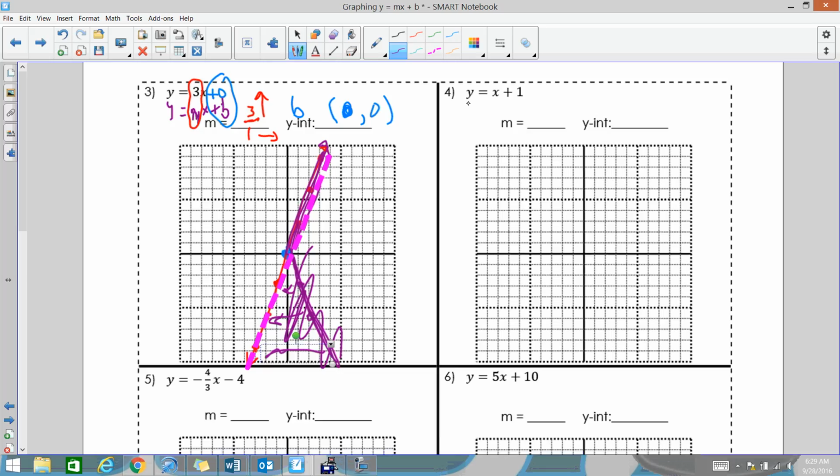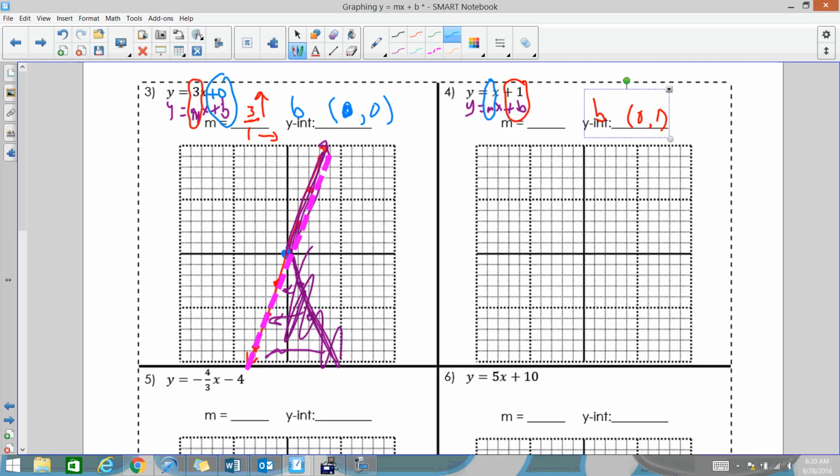All right, here we go. Let's try number 4, another good one. So y equals mx plus b. Now, like the last problem, we're missing a number. I can see my b. My b is 1, so 0, 1. My y-intercept is 0, 1. That's my b. But my m, I don't see it there.